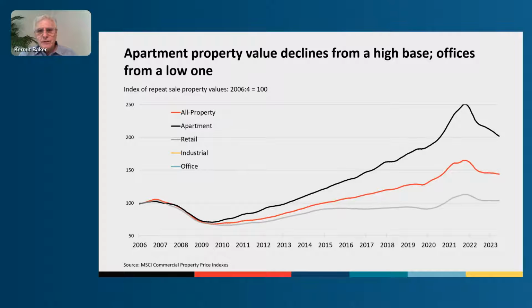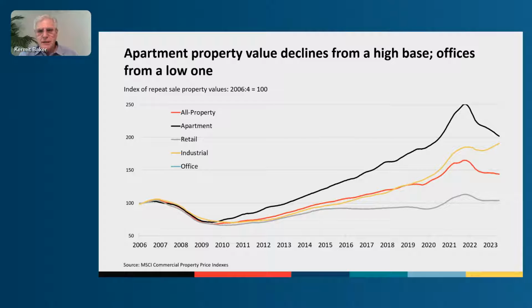Next line is retail. Retail hasn't seen as much of a decline, but also didn't see much of a run up during the early days of the pandemic. The next line is industrial. As I said, that's been really just going up, flattened out for a little bit, but now it's accelerating again when all the other sectors are going down.